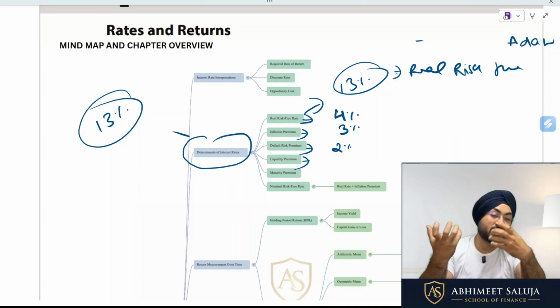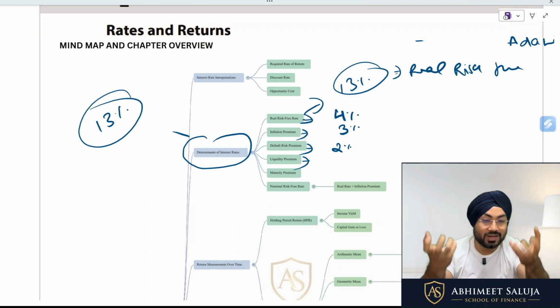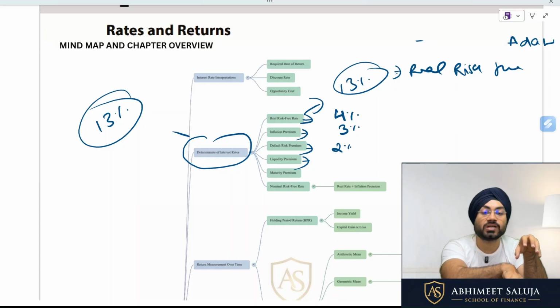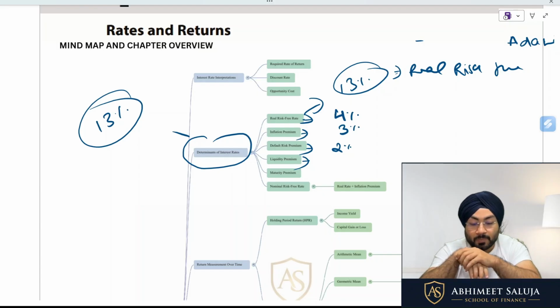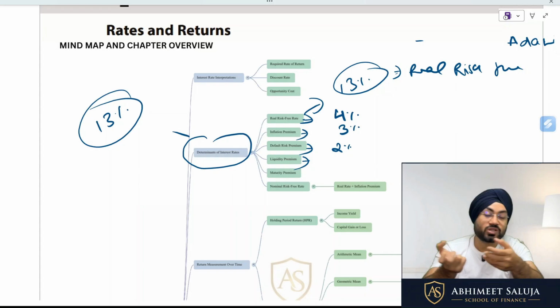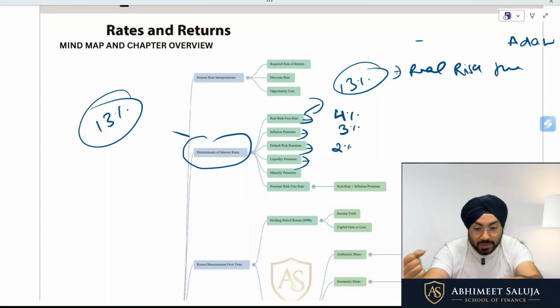I need some compensation because I am not able to sell off my asset. What if I need some money? There's an urgency, right? And I'm not able to sell off my asset at the correct valuation. I have to sell it at a discounted price. So compensation for liquidity is called liquidity premium. It might be possible that I am not able to sell Adani's bond at the correct valuation whenever I need the money. So I need compensation for that. That is basically liquidity premium.